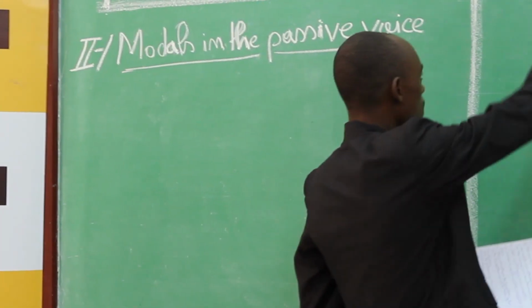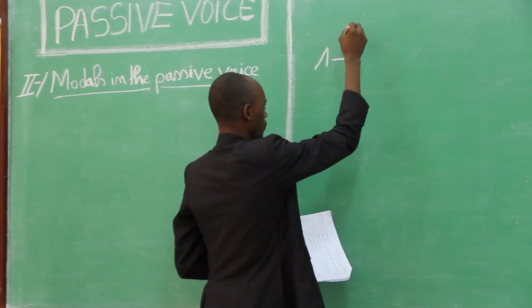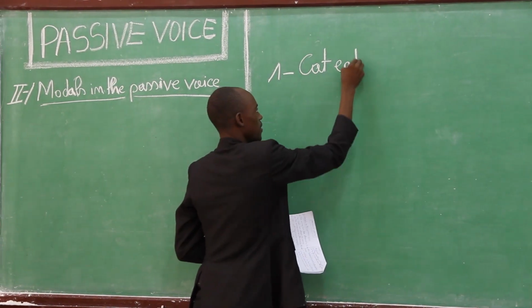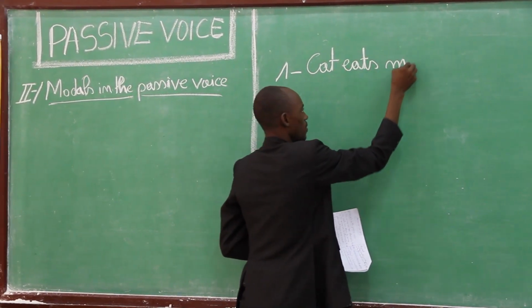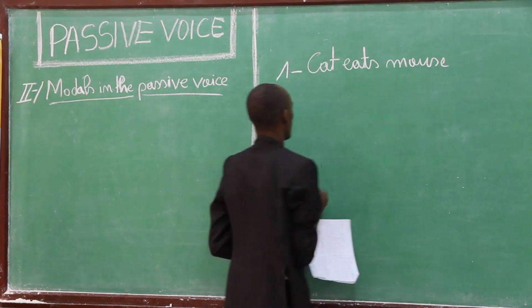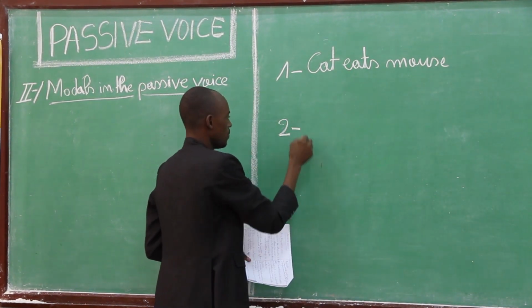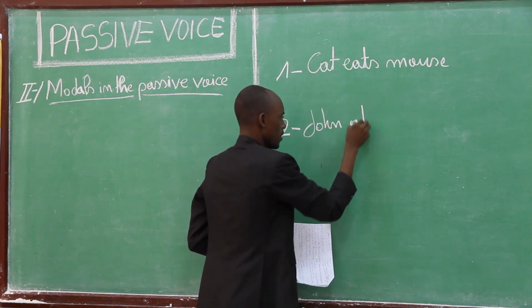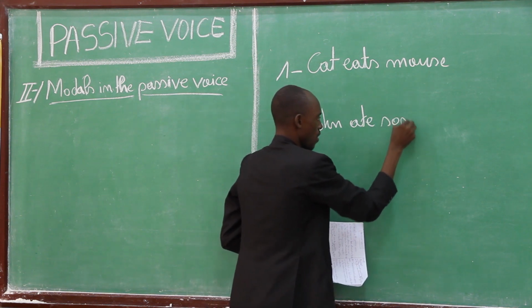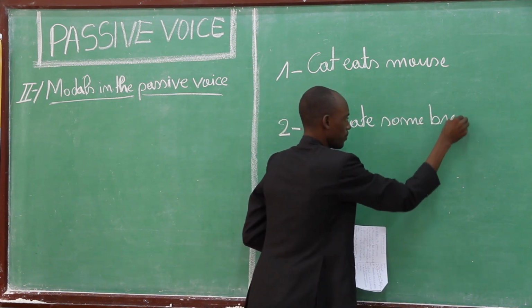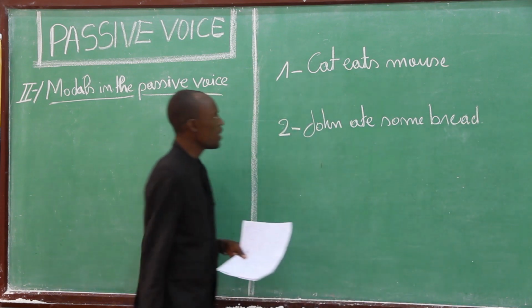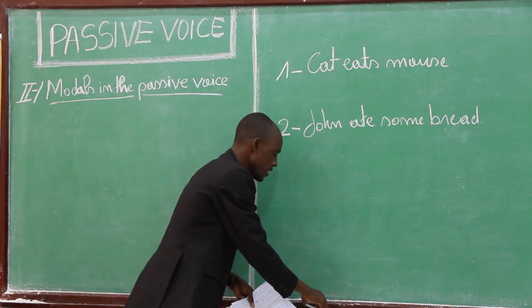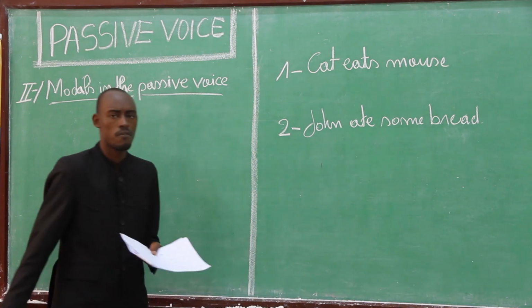Yes, here we have the sentence: cat eat mouse. Okay, and we have also another one: John ate some bread. Now here we have two sentences on both. Now these sentences are in active voice.